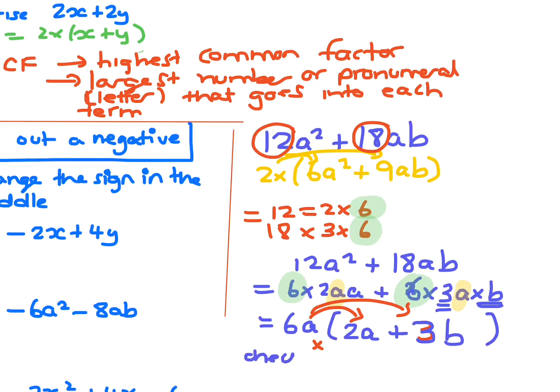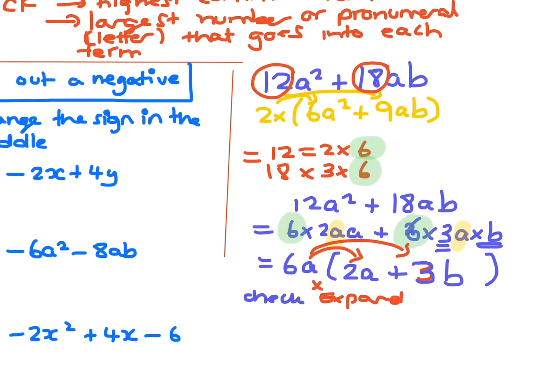And if you wanted to check, all you've got to do is expand again. So if I checked it, just expand it, because remember they are opposites. 6 times 2 is 12, a times a is a squared. 6 times 3 is 18, a times b is just ab.